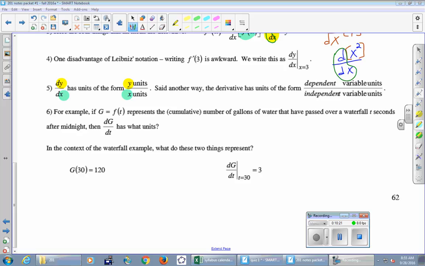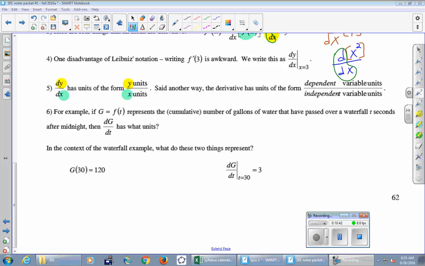But it also should make sense just because you know that dy dx is a slope of a tangent line. And the units for slope are y units over x units, right? Change in y over change in x. Said another way, the derivative has units of the form dependent variable units over independent variable units, in case the letters aren't x and y.